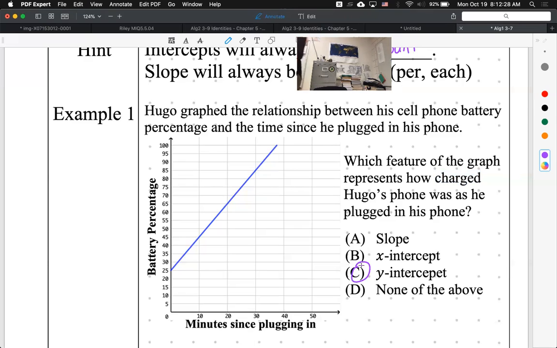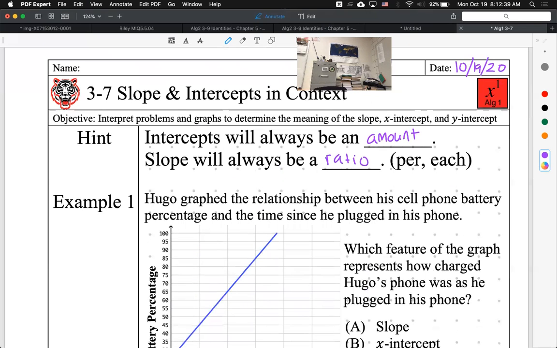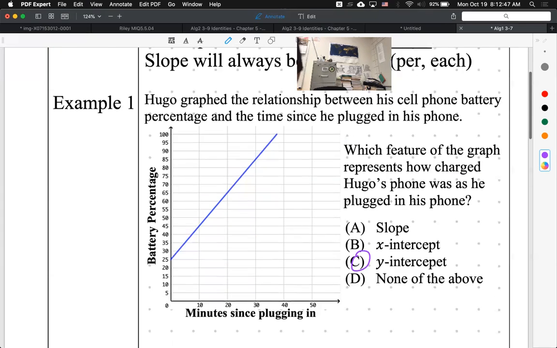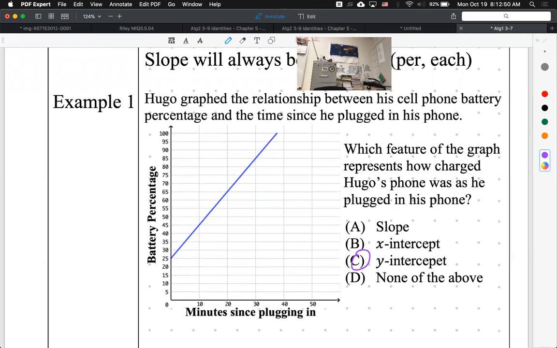It's the Y-intercept. So before I plug in my phone, that means I'm at an amount. What amount of battery do I have? If I am talking about an amount, which I said back up here, amount means it's going to be an intercept. That means it's either going to be a Y-intercept or an X-intercept. And in fact, if I interpret the graph, if I come down here, he has 25% battery before he plugs it in. That is my starting amount. And then he charges his battery at a certain rate, which would be the slope.